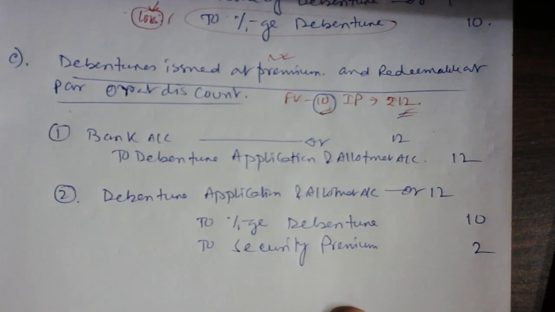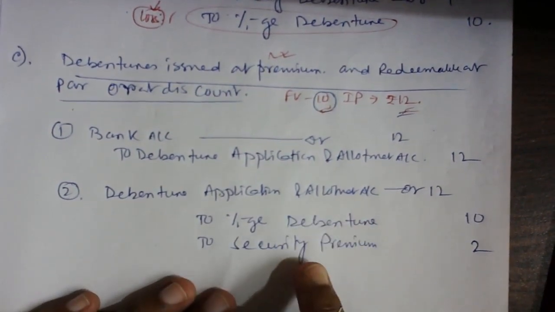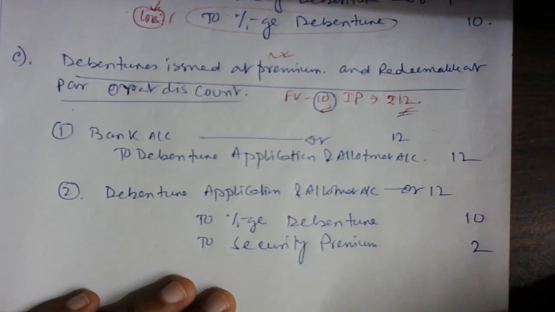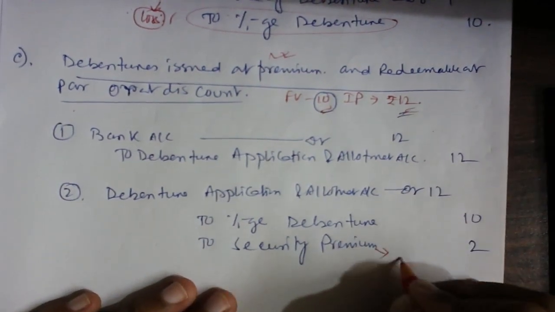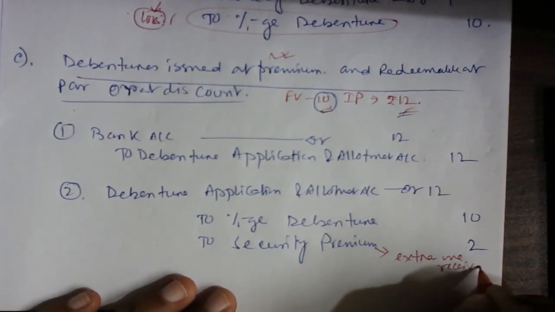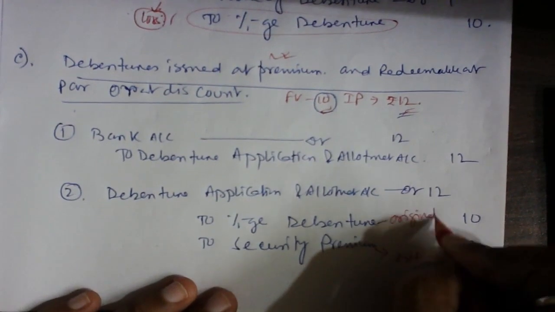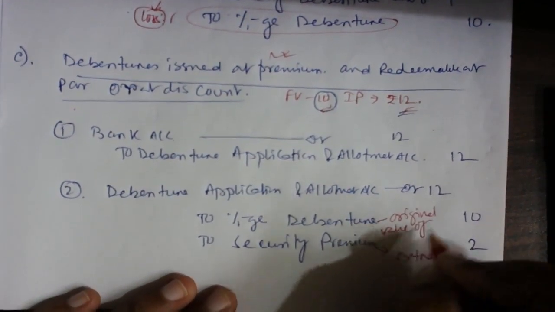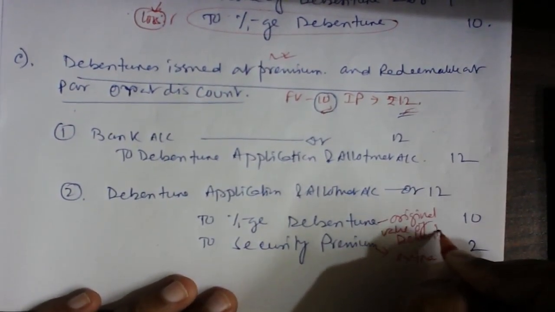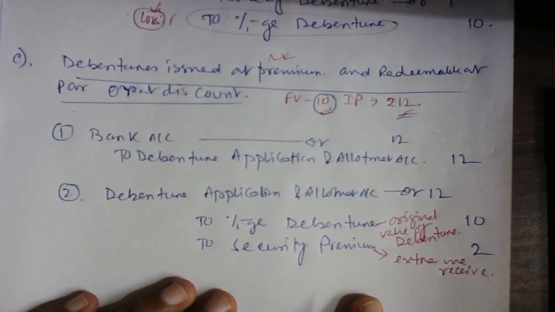So what did we learn here? It's very easy. Bank account debit to debenture application allotment, and debenture application allotment account debit to percentage debenture to security premium. It's nothing but the premium, the extra amount we receive, and these are original. You just need to remember the original value of debenture. Okay, these are the 3 points we have already discussed.